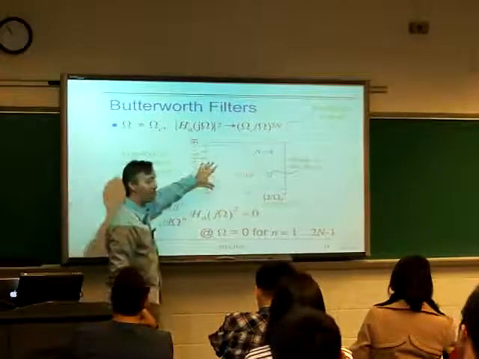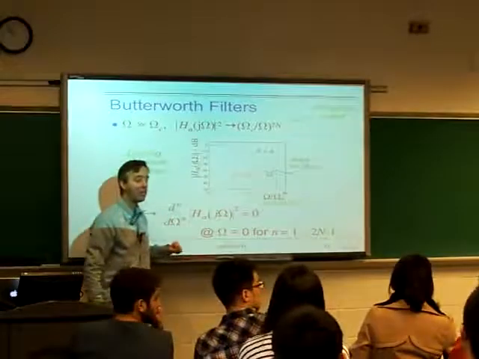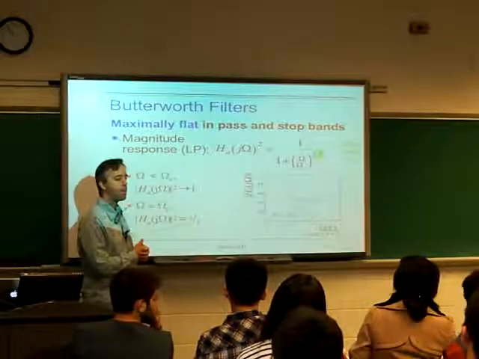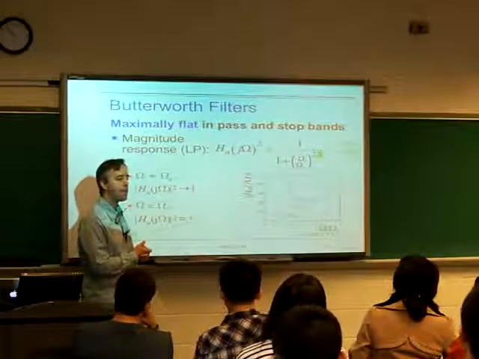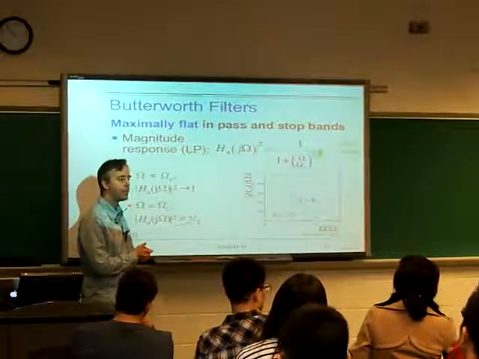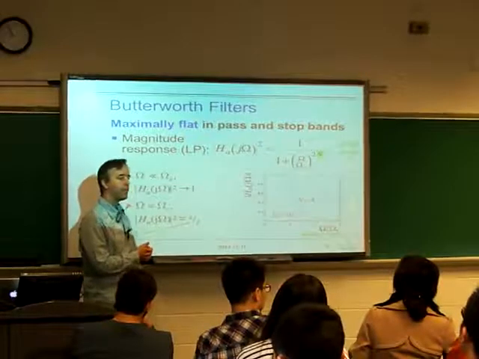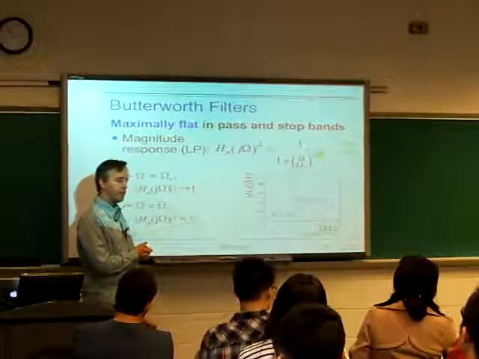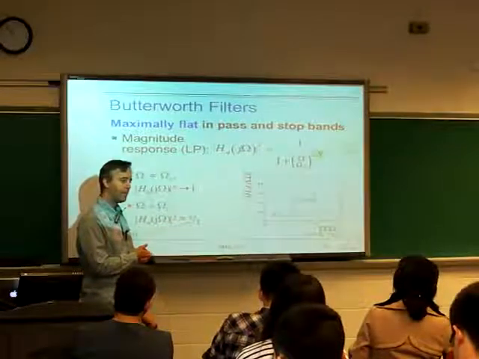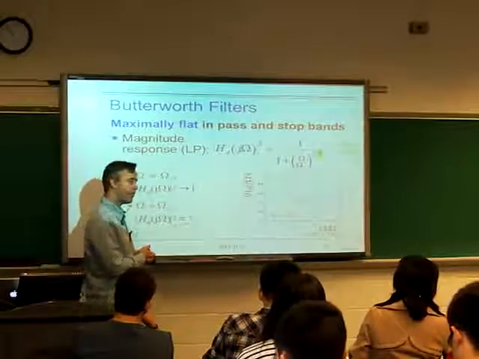Here's a different way of plotting those same responses. In this case, the way we're defining the magnitude responses, assuming that omega c is the most dominant of all the other 2n minus 1 poles, for the nth order filter. So assuming all the other n minus 1 poles are much lesser than omega c. Is that what we're assuming here?